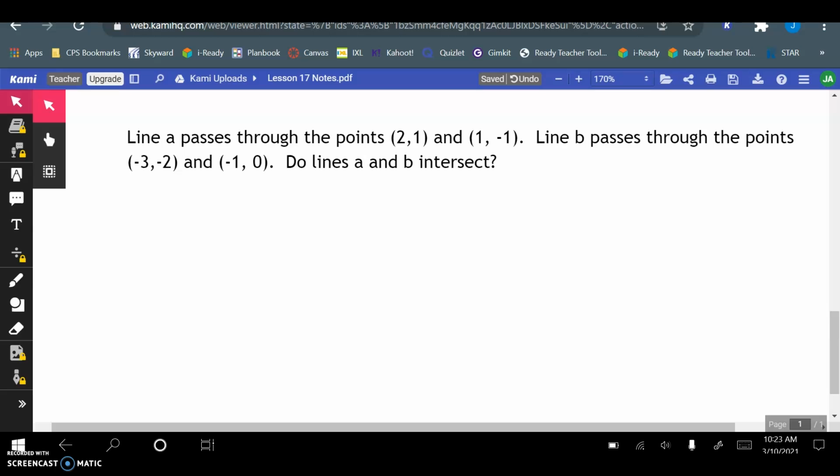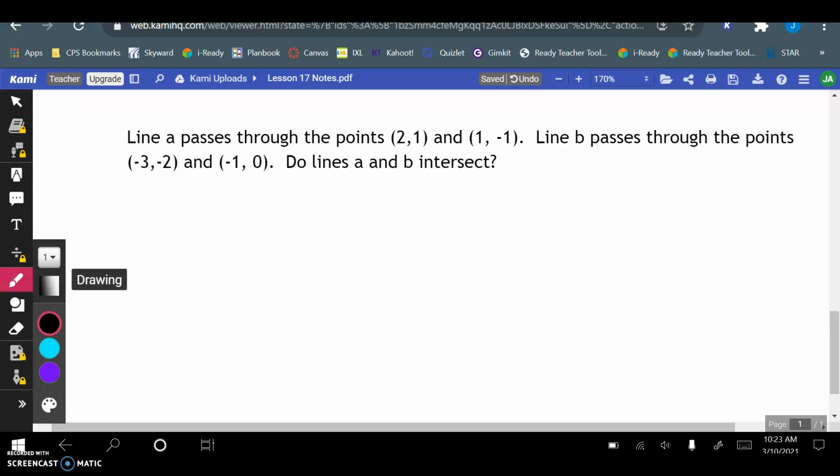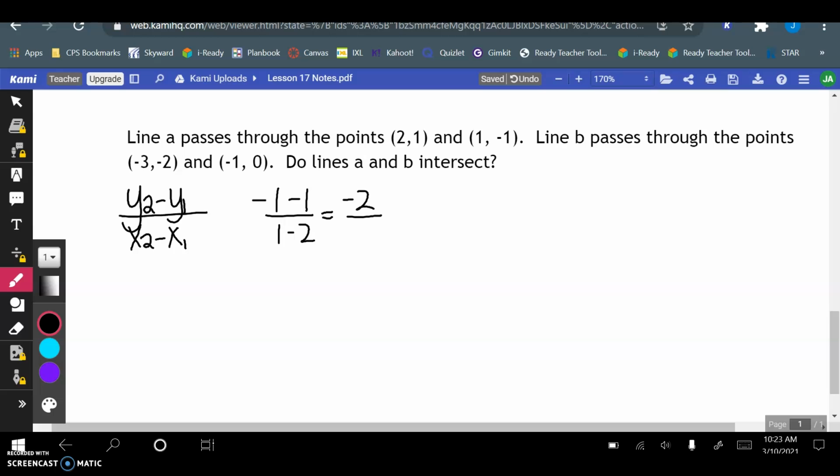And our last one says that line A passes through the points (2, 1) and (1, negative 1). Line B passes through the points (negative 3, negative 2) and (negative 1, 0). Do lines A and B intersect? So the first thing that we need to do is find the slope of each line. So remember, the slope formula is y2 minus y1 over x2 minus x1. So we're going to find the slope for the first 2 points that were given for line A. So we're going to have negative 1 minus 1 and 1 minus 2. So that would simplify to negative 2 over negative 1, which is 2.